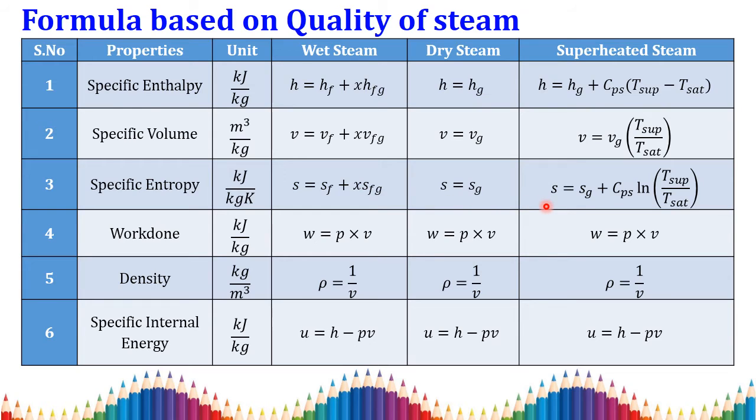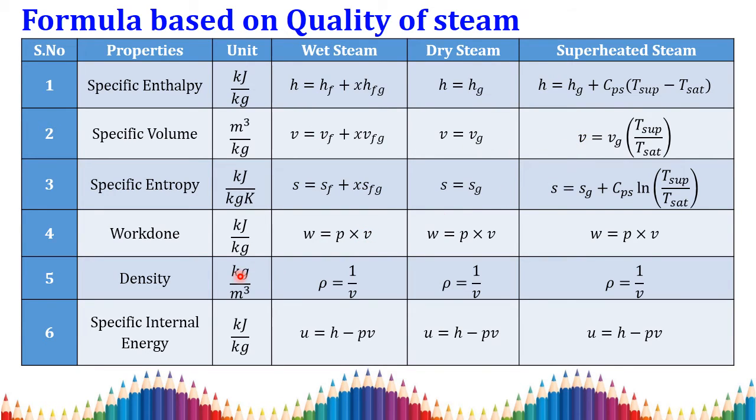Here for superheated, S is equal to Sg plus Cps ln of the ratio of T superheated temperature divided by your saturation temperature. And also work done. We also know that the flow work is equal to P into V. So work done is equal to P into V for all the three cases. But this volume, the specific volume, will vary according to these three different conditions.